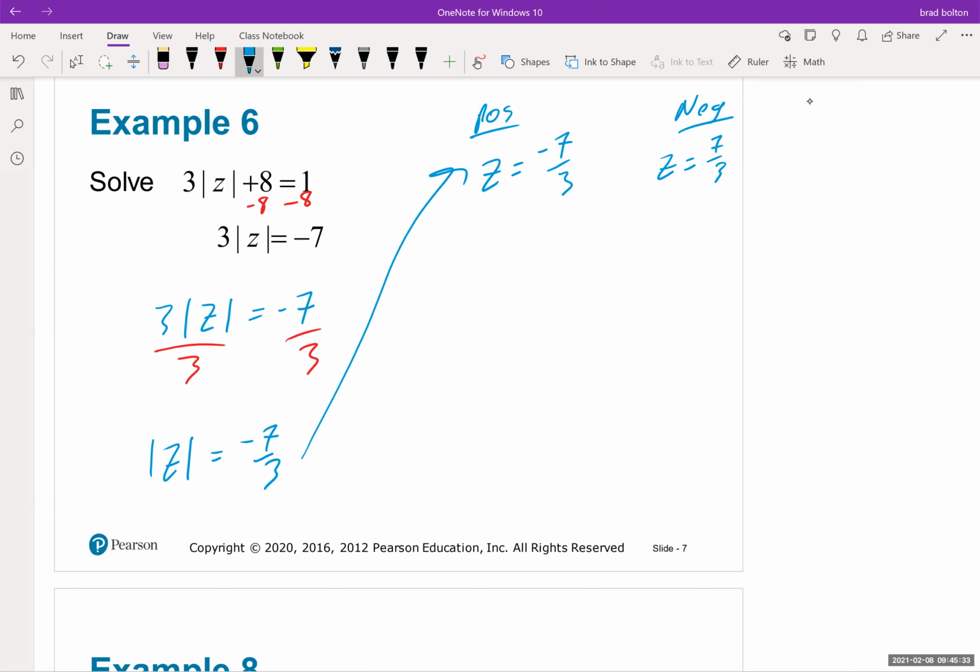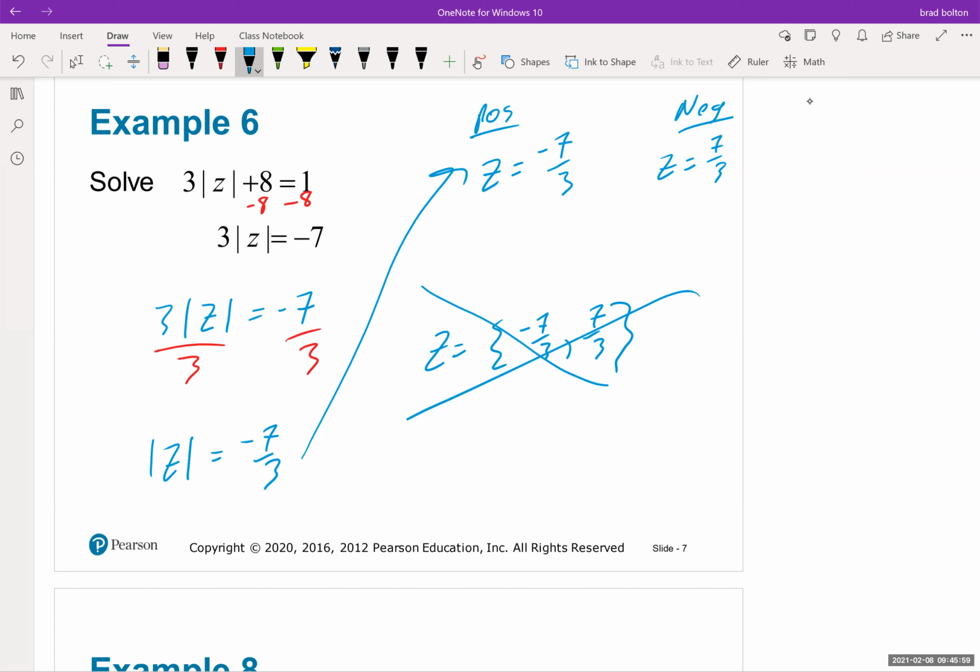Sometimes with absolute values, you have to be a little careful. In all math, you have to think about what you're solving for. So this problem I would call robot mode. If you were in robot mode, you would say z equals -7/3, 7/3. And that would be your answer. And you'd feel pretty good. It's actually wrong. You cannot do that.